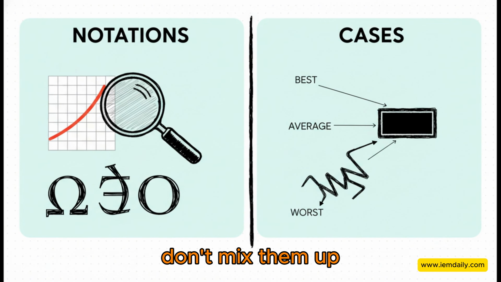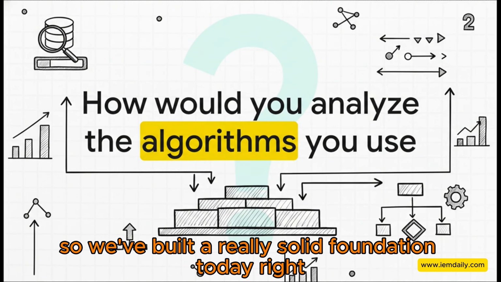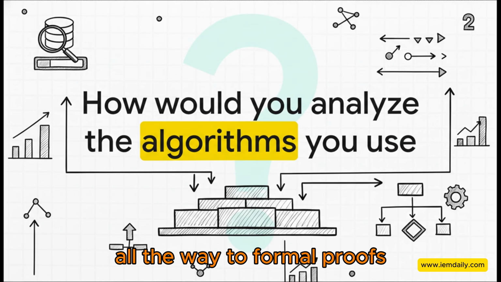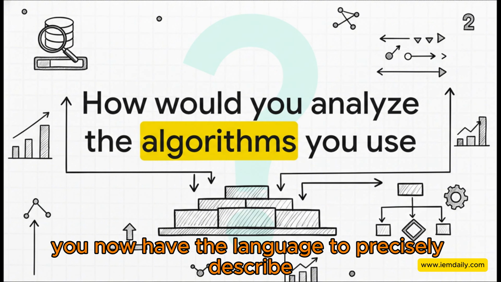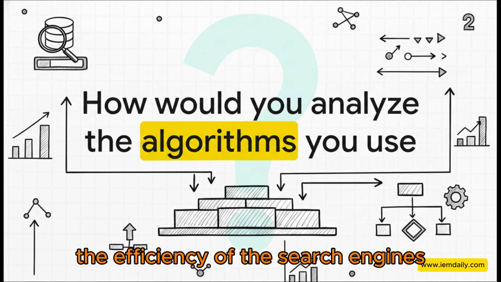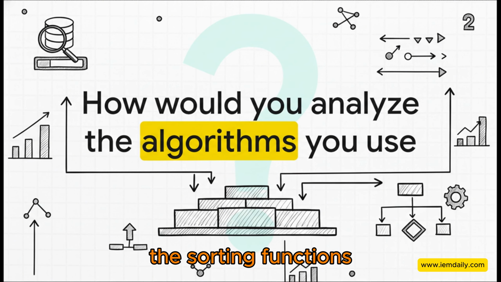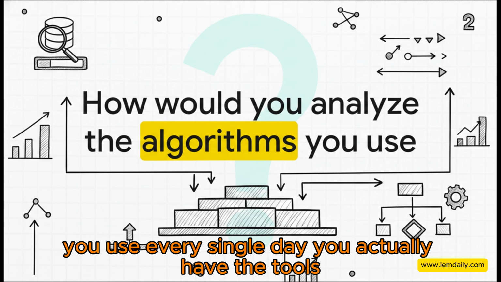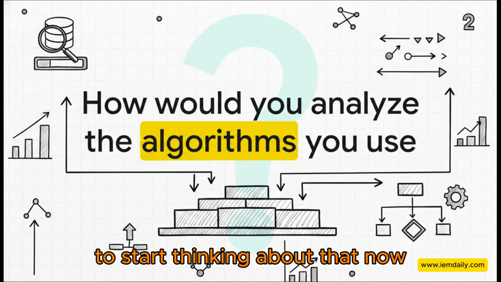Don't mix them up. So, we've built a really solid foundation today, right? We went from a simple analogy of a room all the way to formal proofs. You now have the language to precisely describe an algorithm's behavior. So the question I want to leave you with is this. How would you start to analyze the efficiency of the search engines, the sorting functions, and all the other algorithms that power the technology you use every single day? You actually have the tools to start thinking about that now.